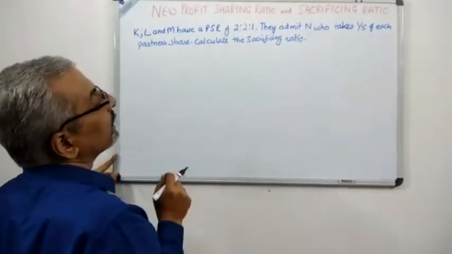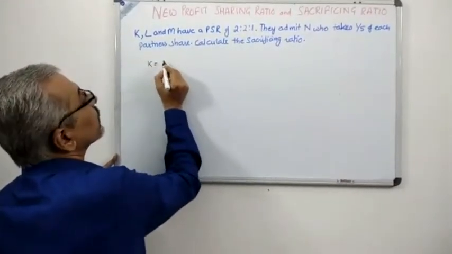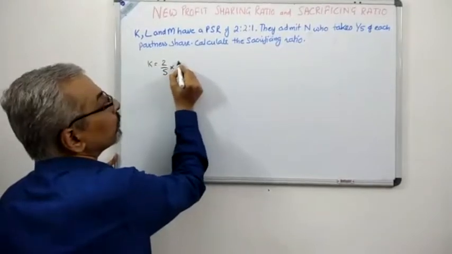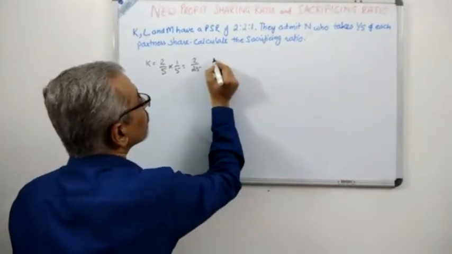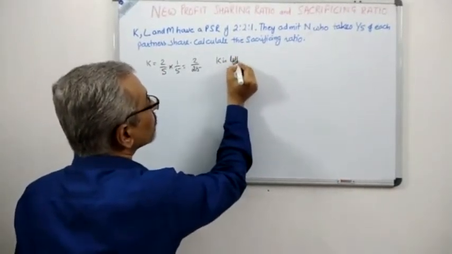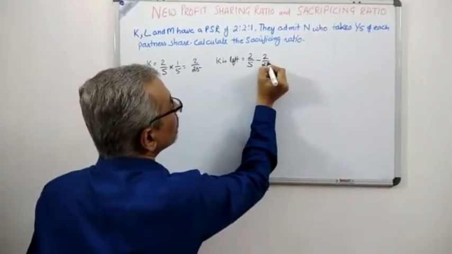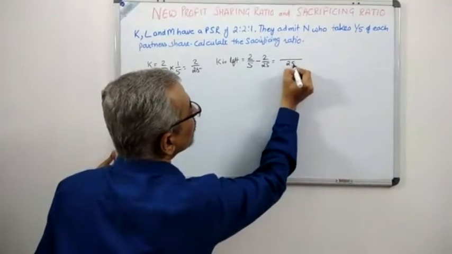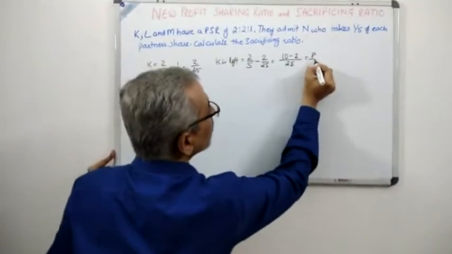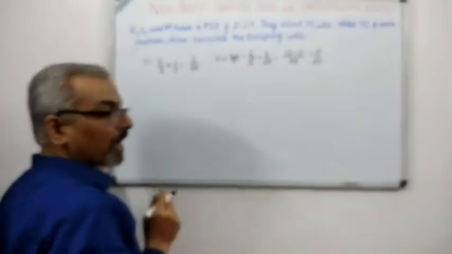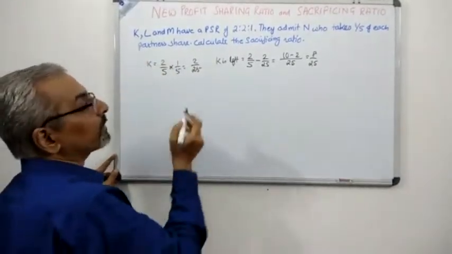So you can see that N has taken 1/5 of each partner's share. K's original share was 2/5 into 1/5, that is 2/25 has been taken. So what is K left with? 2/5 minus 2/25. What will be the LCM over here? 25 is the LCM. So 10 minus 2 gives you 8/25. This is what K is left with after giving 1/5 of his share to the partner N.